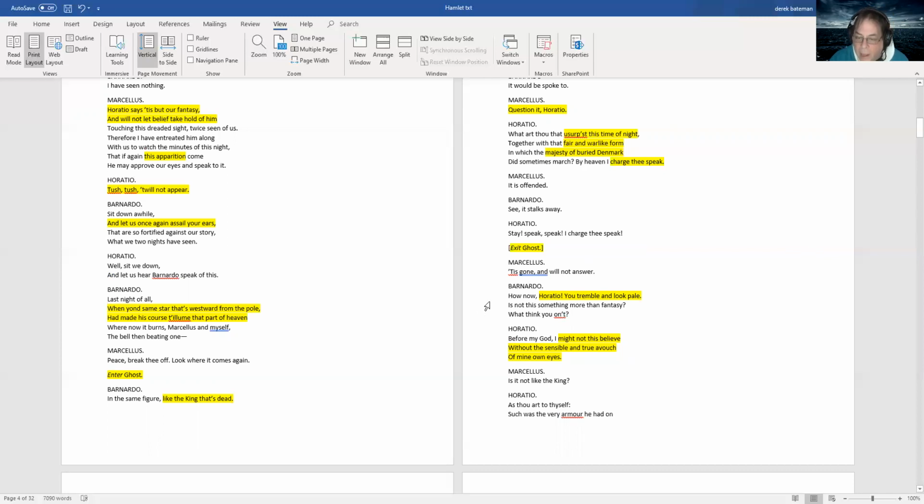'Tis gone and will not answer. How now, Horatio, you tremble and look pale. Is not this something more than fantasy? What think you on it? Okay, well, now what do you think? You were questioning us. Check that out. Now what do you say? And Horatio goes, before my God, I might not this believe without the sensible and true avouch of mine own eyes. Seeing is believing. It tells us a bit about Horatio.